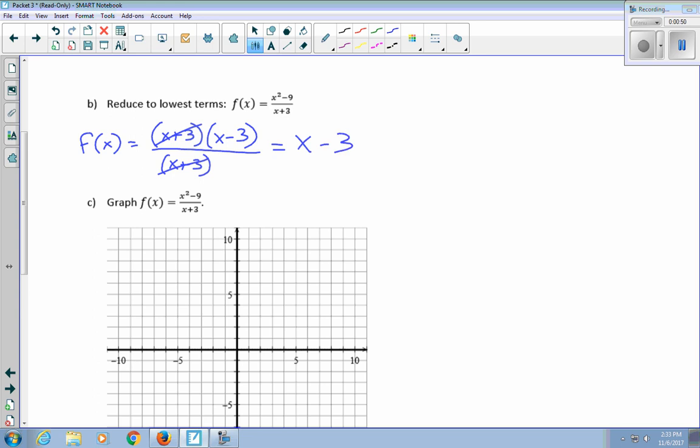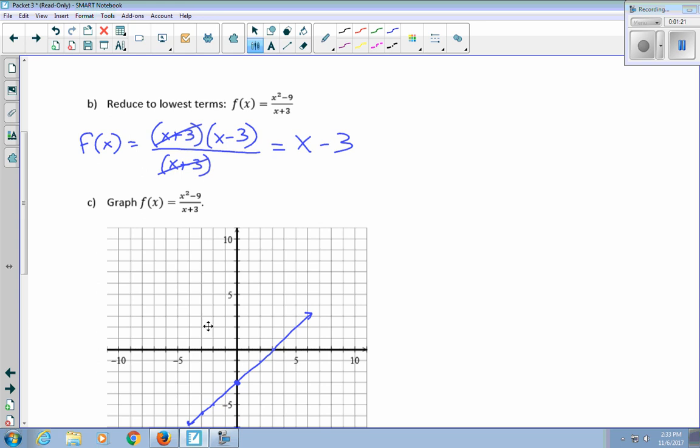And that's just a line, right? f of x equals x minus 3. It's got a y-intercept of negative 3, a slope of 1. Y-intercept negative 3. Slope of 1 means it would go like here, here, here, here, here, here. Connect the points, right? Except I do have to be careful to not plug in the negative 3, right?